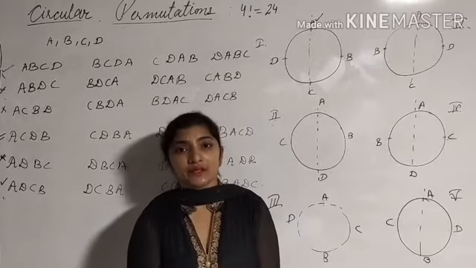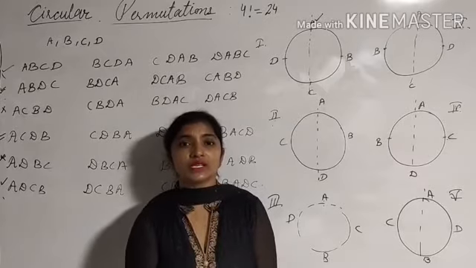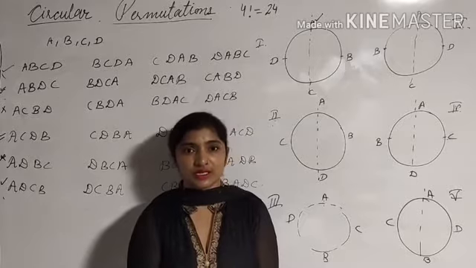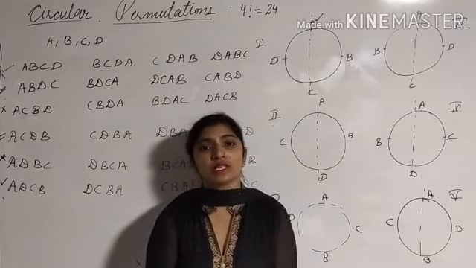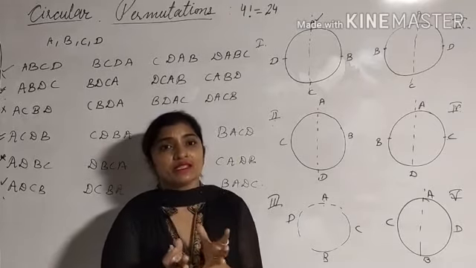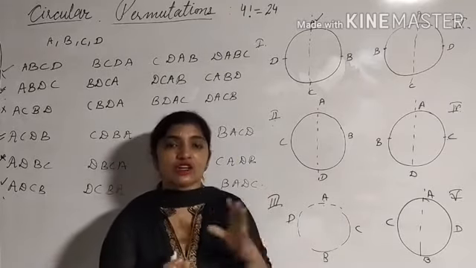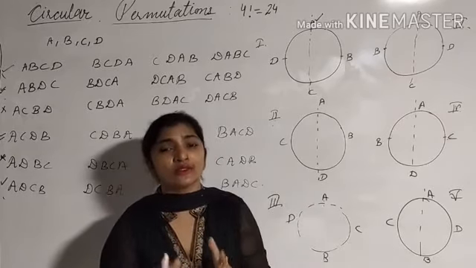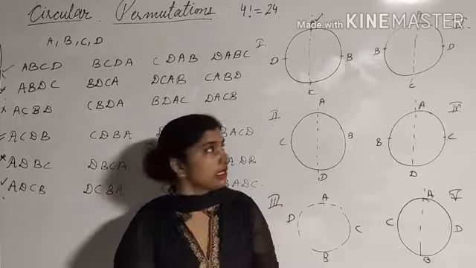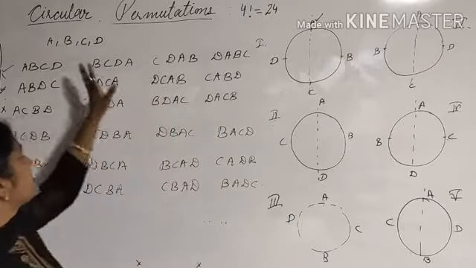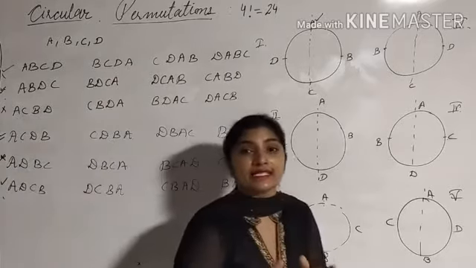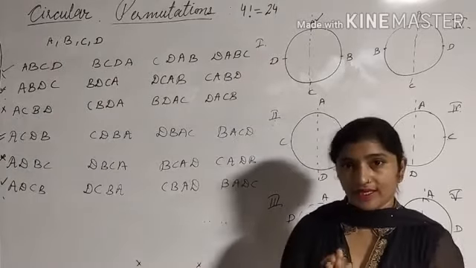Students, in today's lecture we are going to study circular permutations and combinations. To study circular permutation, what does it mean? Circular permutation means that we have to arrange the objects or persons or things in a circle or around a round table. Okay. Let's consider this example. Suppose we want to arrange the four objects A, B, C, D in a circle, right?